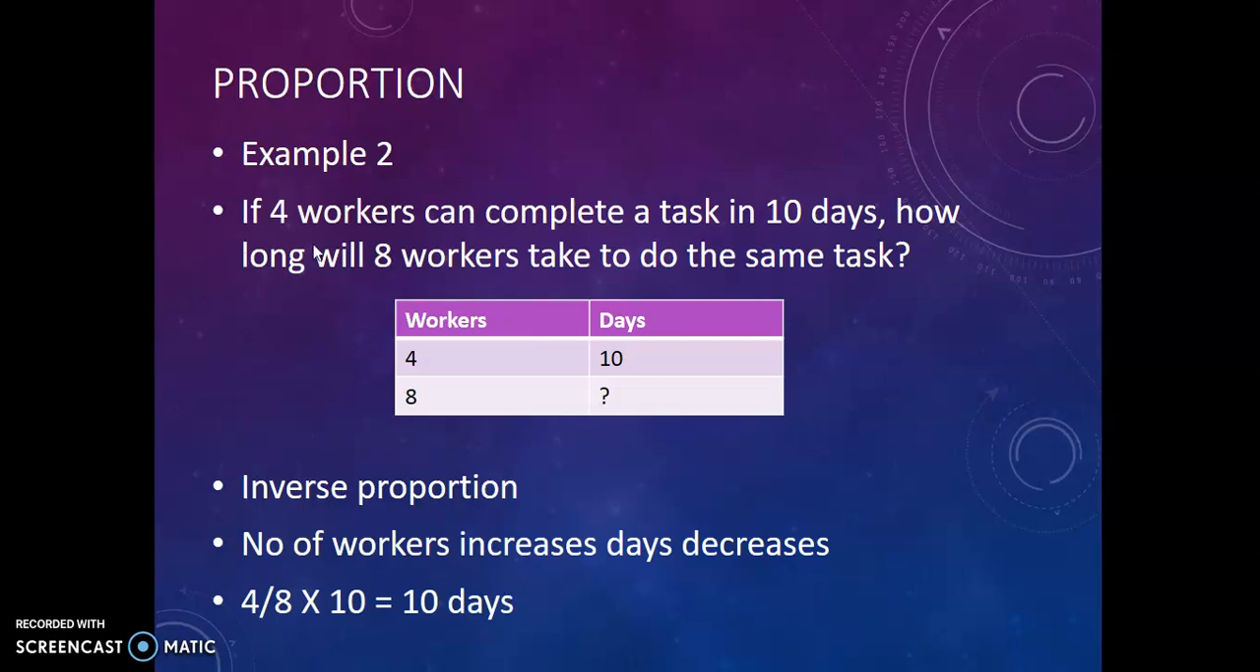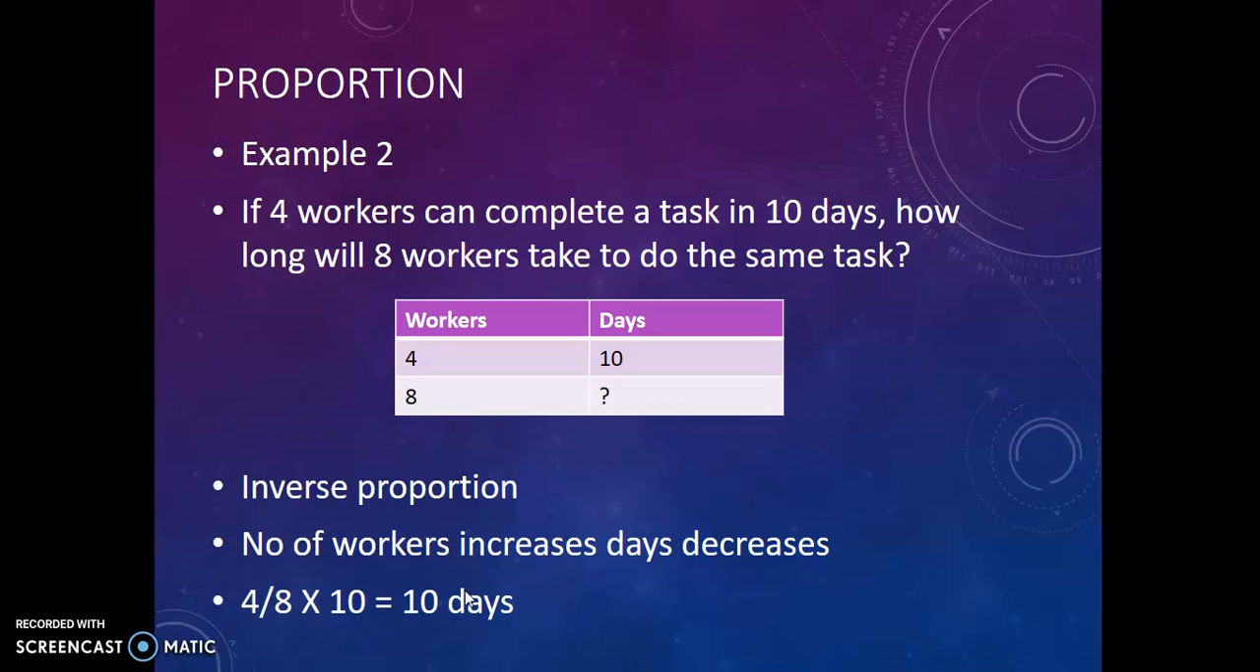If 4 workers can complete a task in 10 days, how long will 8 workers take to do the same task? So here also we can take workers and days. So it is an example of indirect proportion. If the number of workers increases, fewer days are required to complete the task. So it is an inverse proportion. So 4 by 8 into 10 is equal to 10 days.